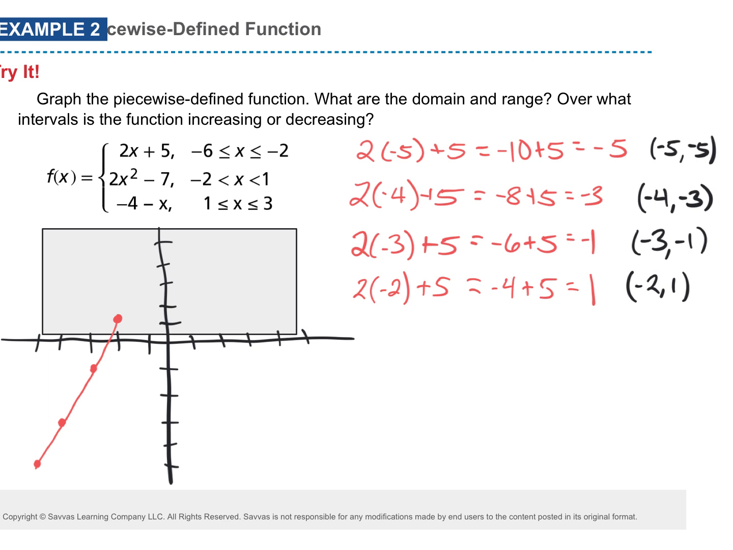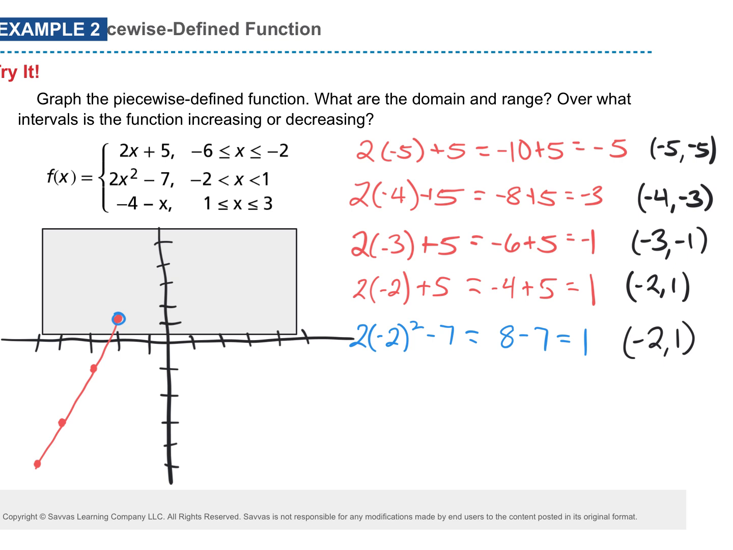We need to plug in negative 2 to our second function. So 2 times negative 2 squared minus 7. So now I'm in this function. What's negative 2 squared? 4. 4 times 2? 8. 8 minus 7? 1. What is the coordinate I just got? Negative 2, 1. But when we graph that, is my circle going to be open or closed? Open. So I'm just going to make a little open circle around there. Okay?